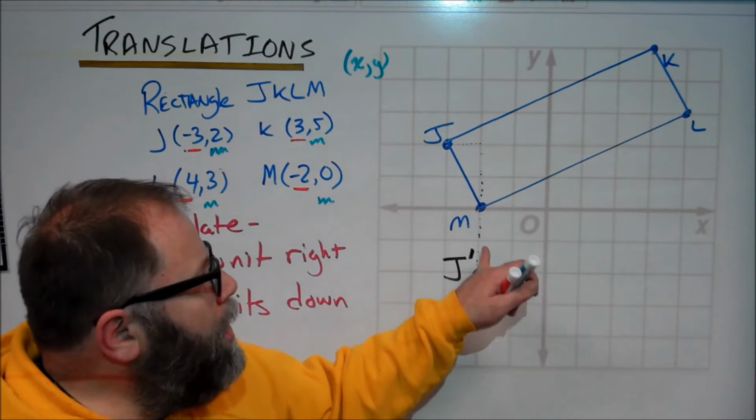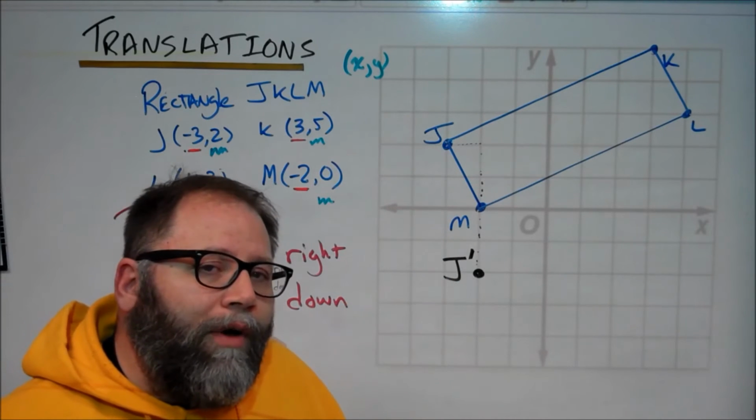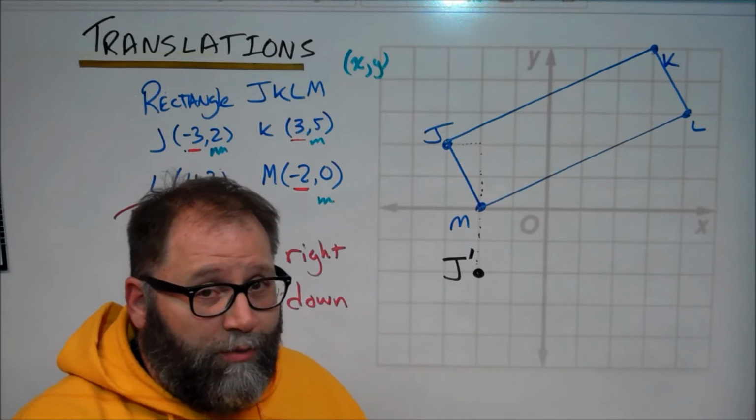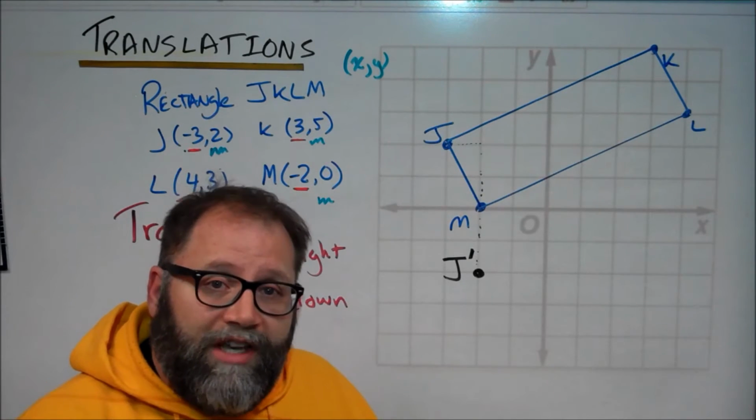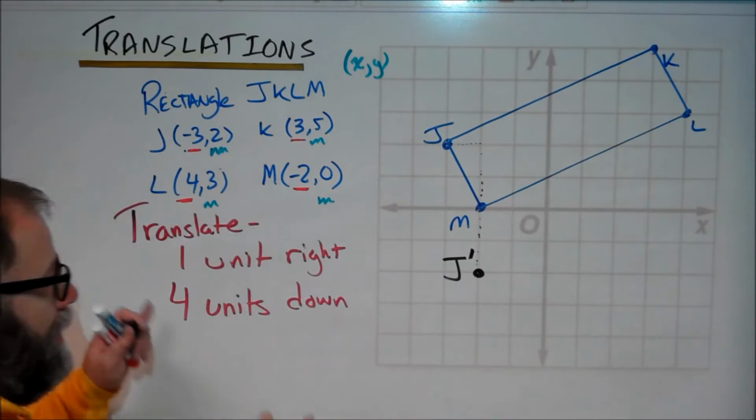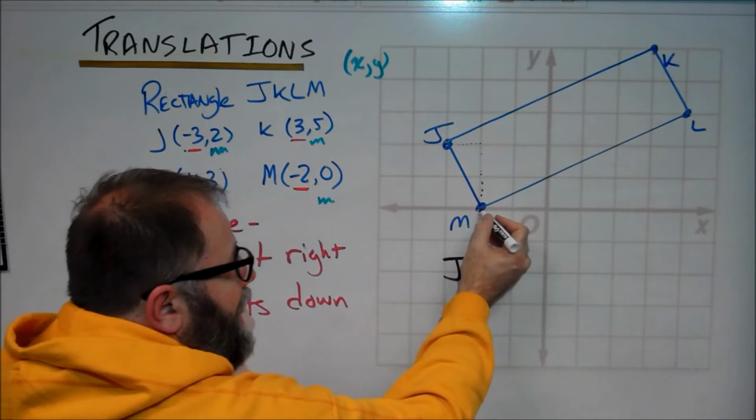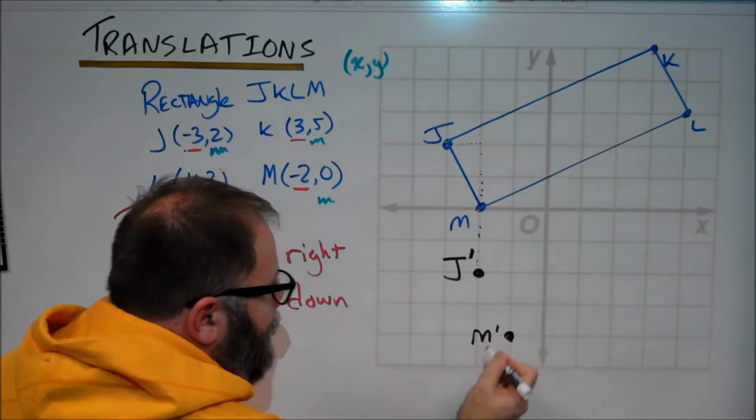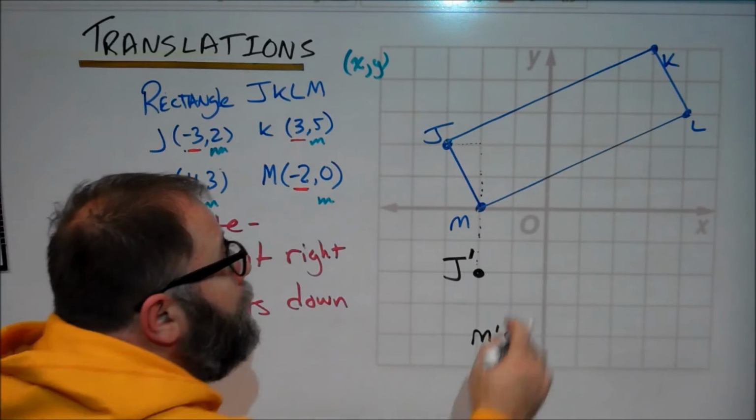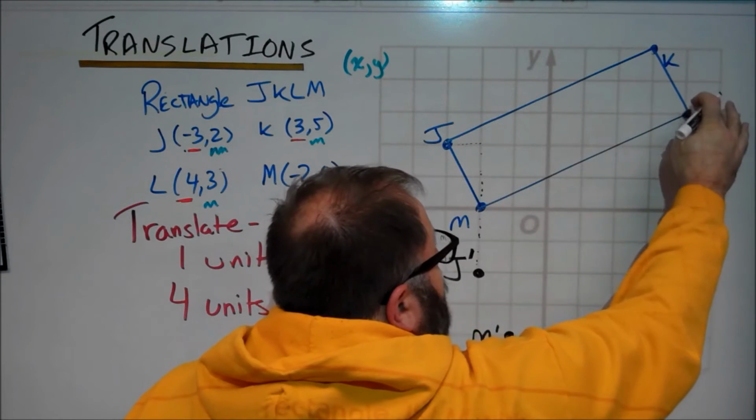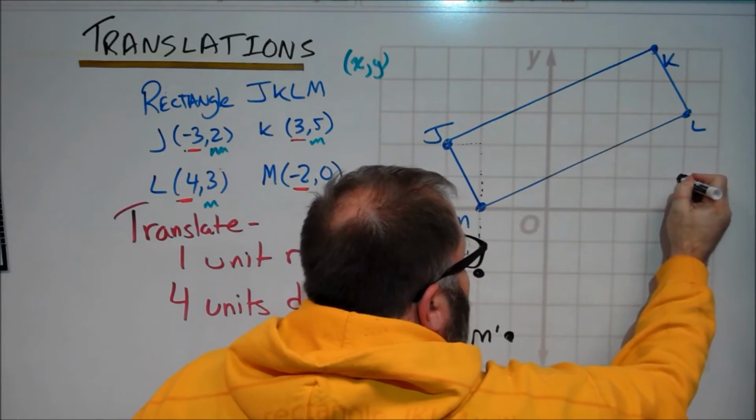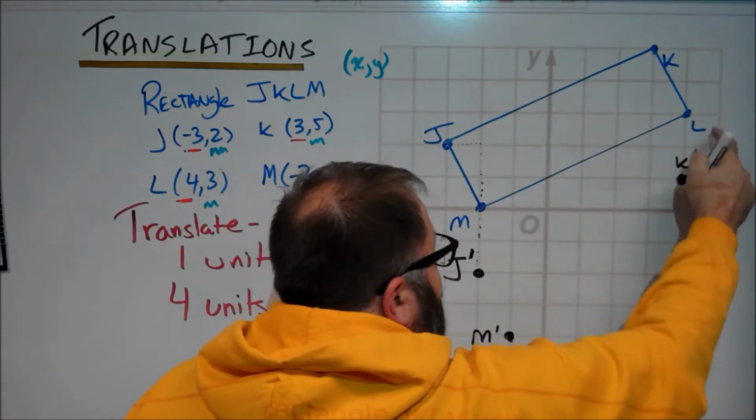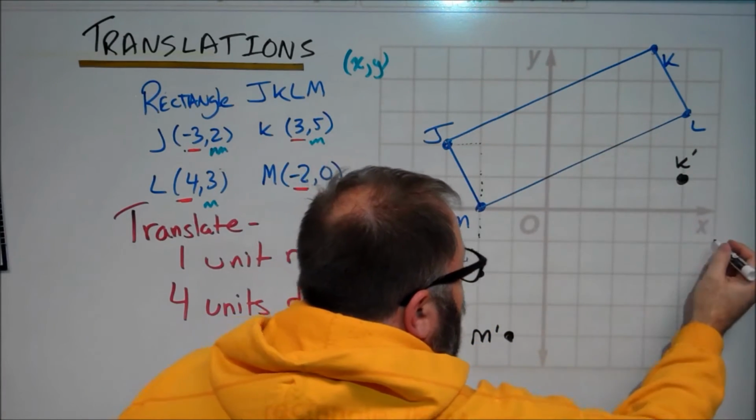Now, I put some small dots on here just to show you where I'm going. Don't draw on your coordinate plane like that though, because you'll get really confused. There'll be too much going on. But then each one of these, we're going 1 right and 4 down like it asks us to. So here's M, 1 right, 1, 2, 3, 4 down, and that becomes M prime in our image. 1 right, 4 down, and that becomes K prime in our image. 1 right, 4 down.